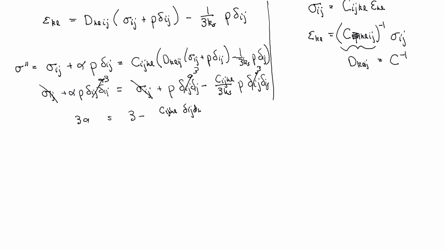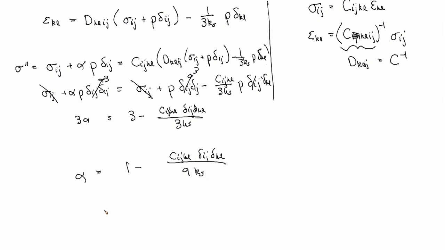I made a mistake. These all should be KLs. This should be KL. This should be KL. Should be KL. So this is KL. So that last one doesn't cancel. You get 3 over KS. Then you can divide by 3. So finally you get alpha equals 1 minus CIJKL delta IJ delta KL all over 9 times KS.